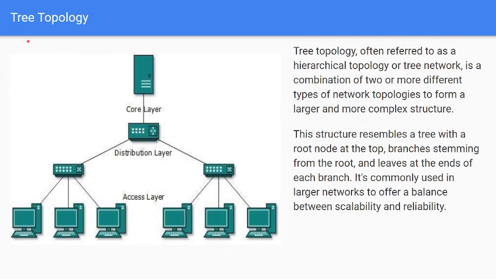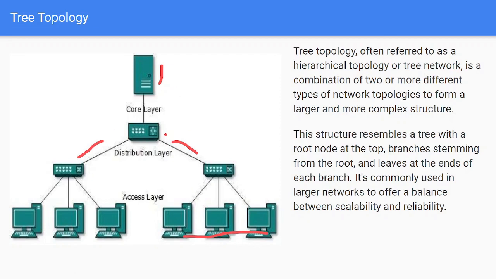Alright, so we have the tree topology. The tree topology is often referred to as hierarchical topology or tree network. It is a combination of two or more different types of network topology to form a larger and more complex structure. The structure resembles a tree with a root node at the top, so this is the root node, and the branches stemming from the root. We have a branch here and a branch here, and the leaves, that's these ones, at the ends of the branches.